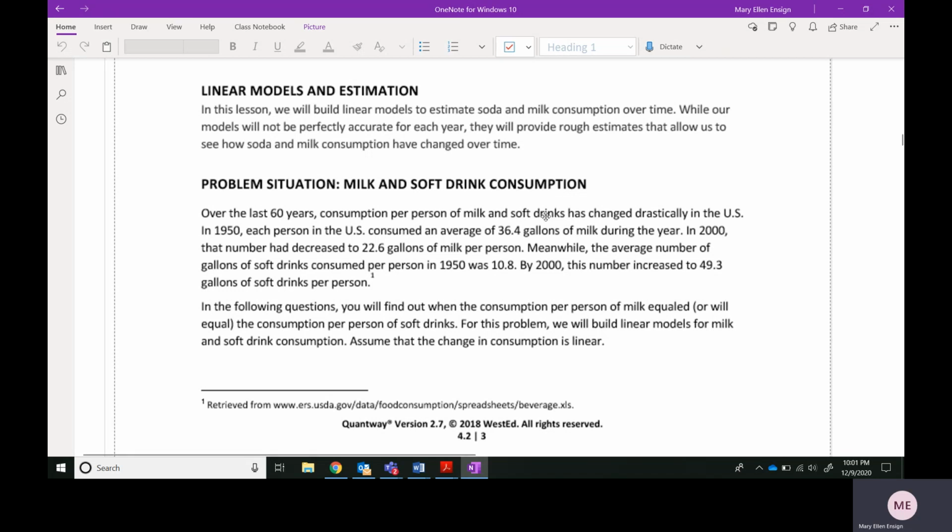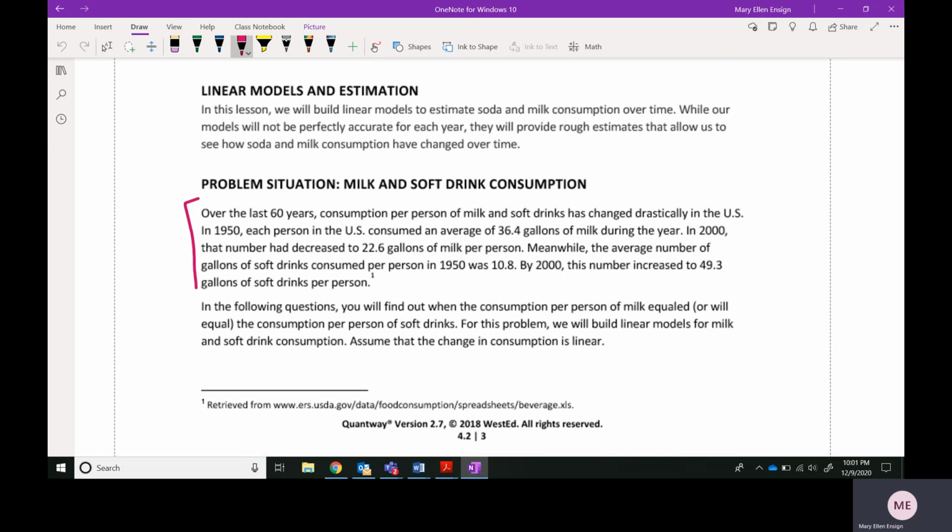Okay, so we are going to want to remember this paragraph right here, because all that information about how many gallons of milk and soft drinks in each of the 2 years, we're going to use that to build our model in a little bit. So we'll just put these brackets around it so we can find it easily afterwards.